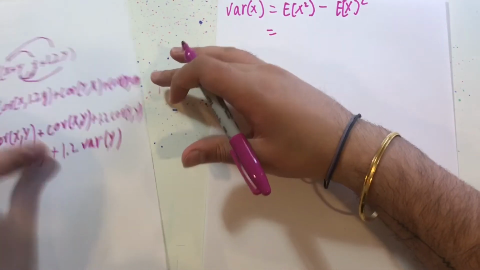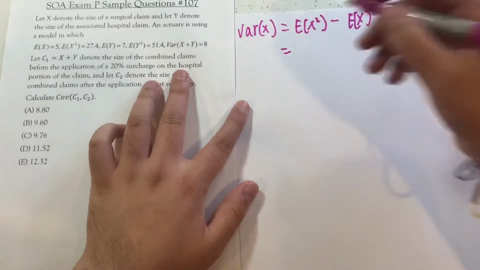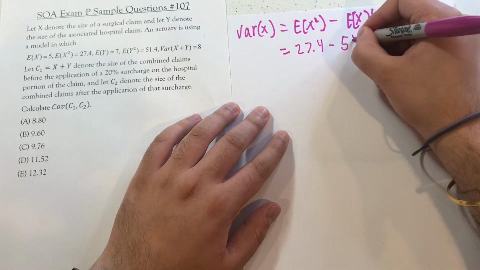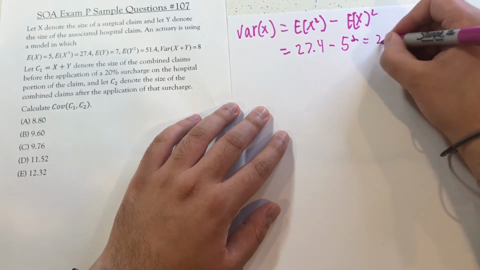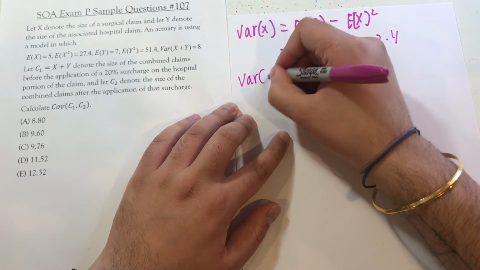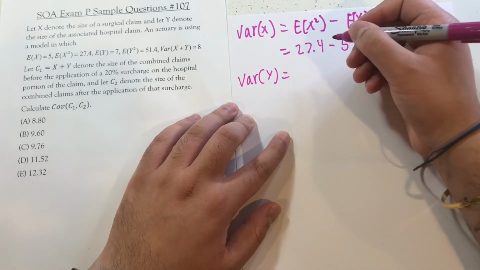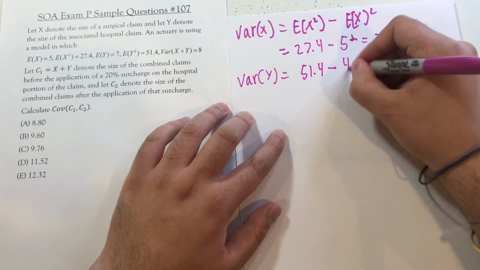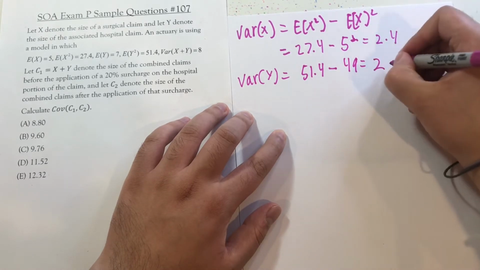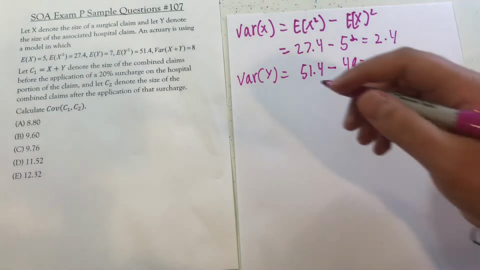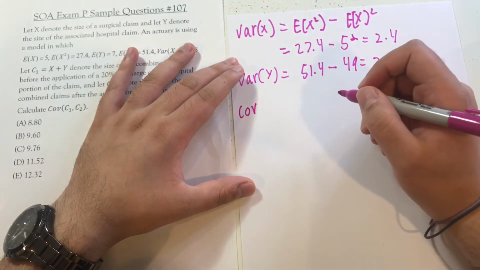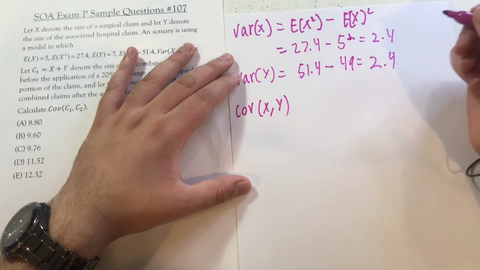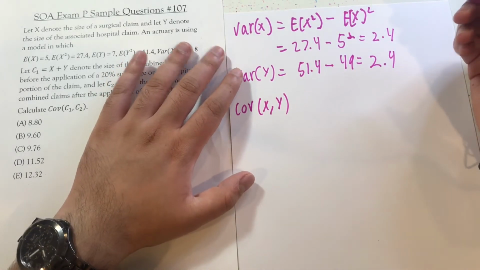And since it gives us those values, expected value of X squared is 27.4 minus 5 squared. So that's 27.4 minus 25, 2.4. Variance of Y is equal to expected value of Y squared, 51.4 minus 7 squared, which is 49. And that gives us also 2.4. Cool. Okay. Now we need to find covariance of XY. And this would involve needing the expected value of XY, which we don't have.